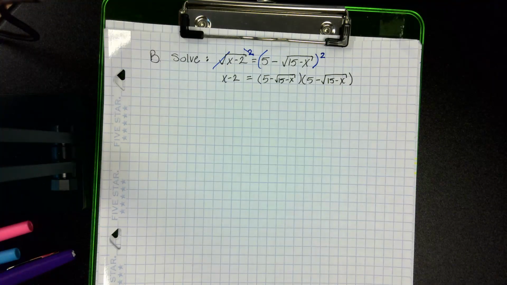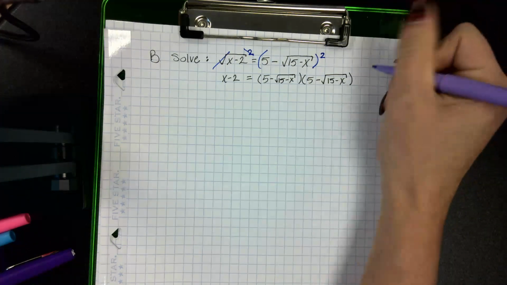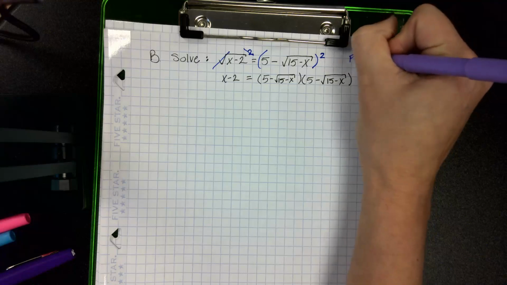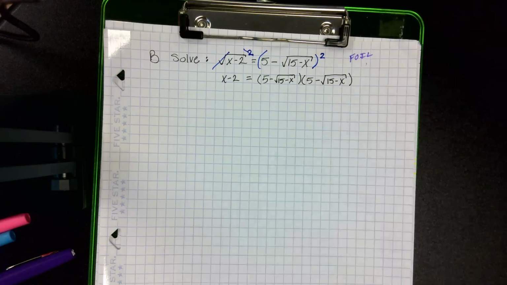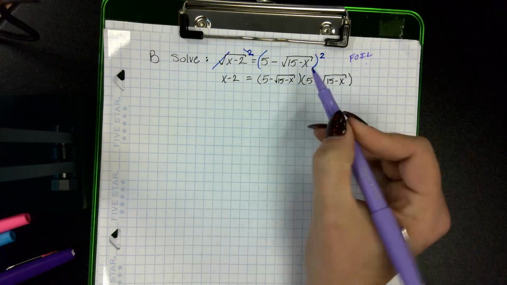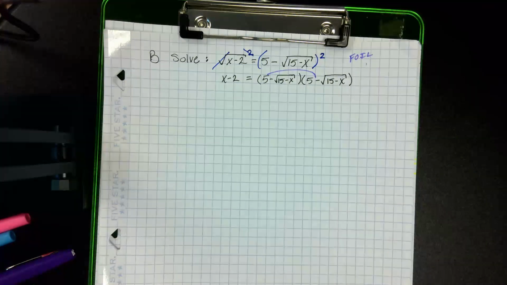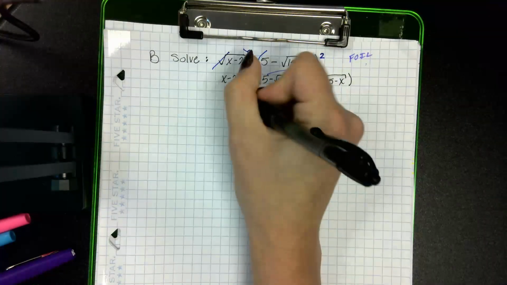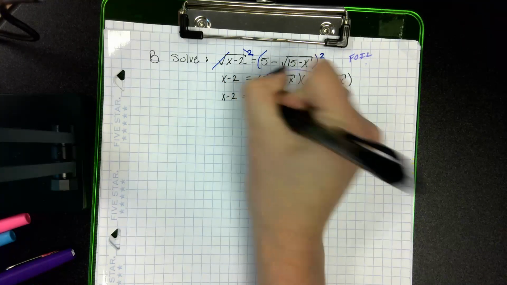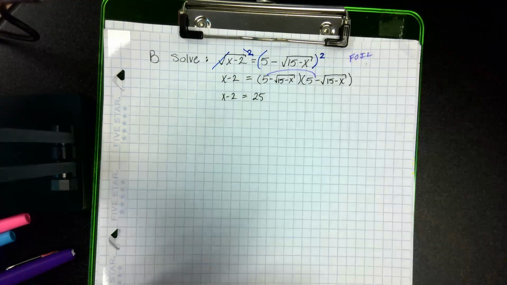So I have to FOIL the binomial that has the radical in it. And it works just the same as you would FOIL the other ones. It might just seem a little scary, that's all. So we'll just work through it. It starts off with first: 5 times 5. That's no problem. That's 25. All right, so x minus 2 equals 25.